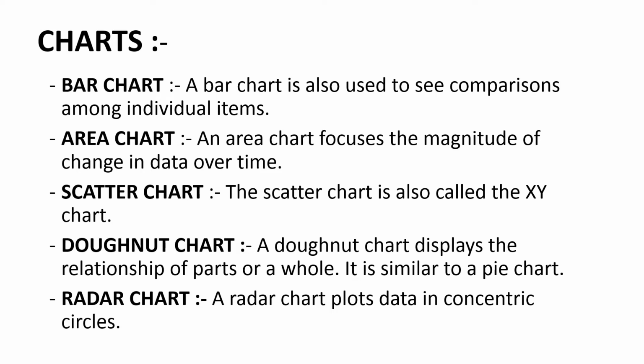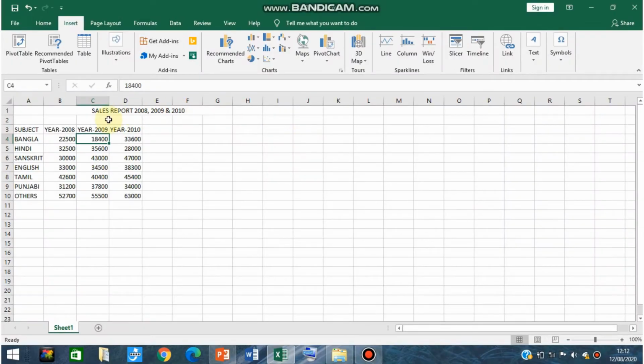Okay. Now first we are going to see about bar chart. Okay, a bar chart is used to see the comparisons among individual items. Fine. Now first step is to select all the data. This is the data I have created in Excel worksheet. After selecting all the data, you have to move inside Insert tab, and inside Insert tab you have to find one section of charts. There is one section of charts.